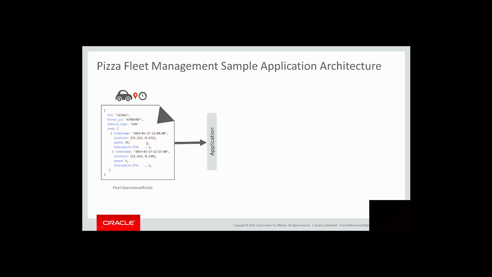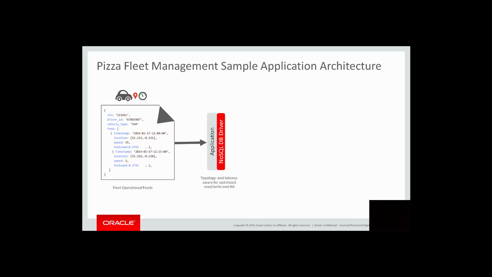So here's a JSON format of the feed coming in. It has the VIN number, the driver's ID, the type of vehicle, and the feed. The feed is an array of records. So it has the timestamps, the location, the speed, and the timestamp for the next record. We keep track of all these locations and fuel used.